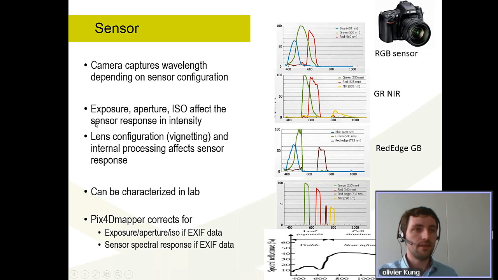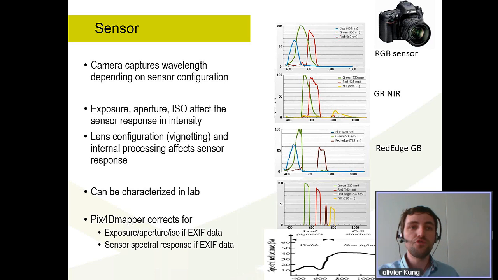Another thing that influences the processing a lot is the exposure, aperture, and ISO settings of your camera. As soon as you change them, this will have a big impact on the intensity of the image and of the reflectance you obtain. It's important. However, Pix4D Mapper is also able to read your exposure, aperture, and ISO information and correct for it during the generation of the reflectance map if this information is available in EXIF data, which is the case for most consumer-grade cameras.